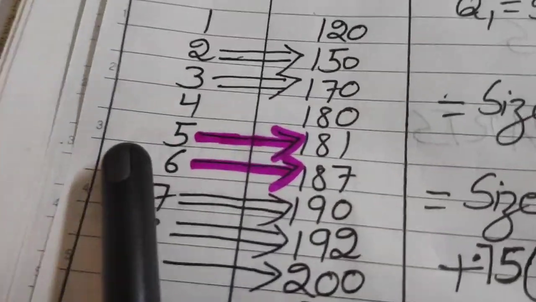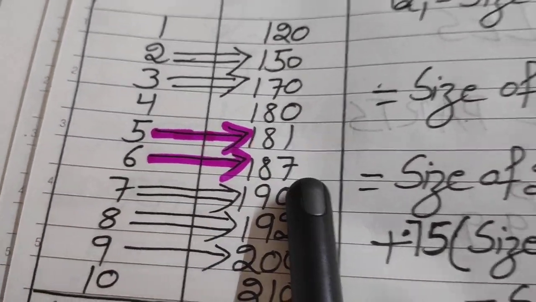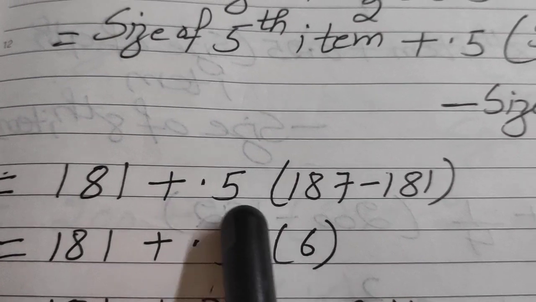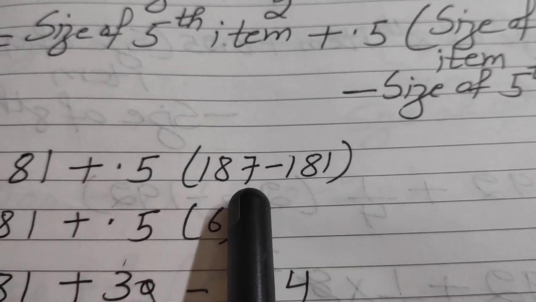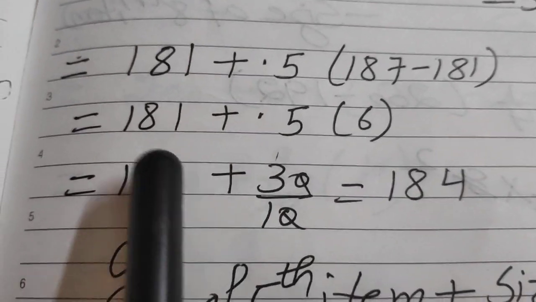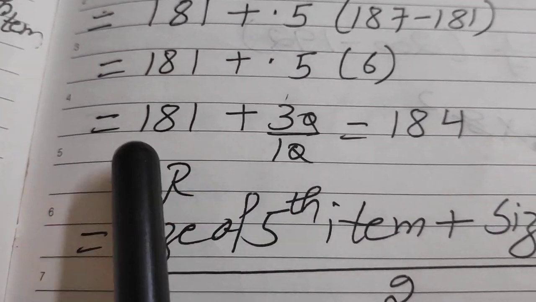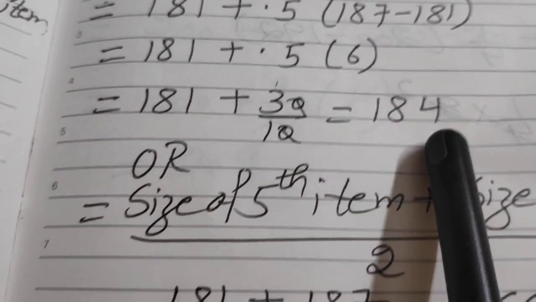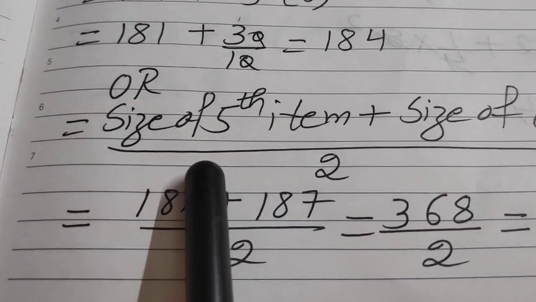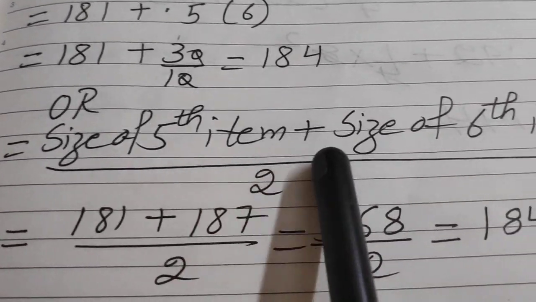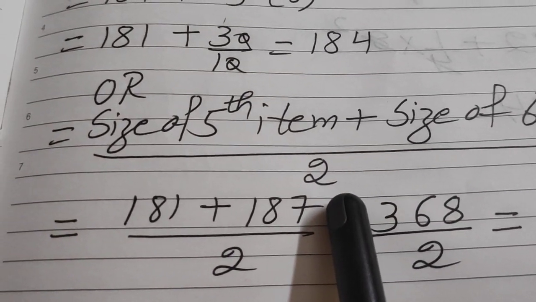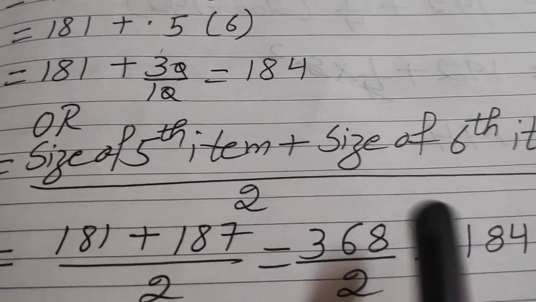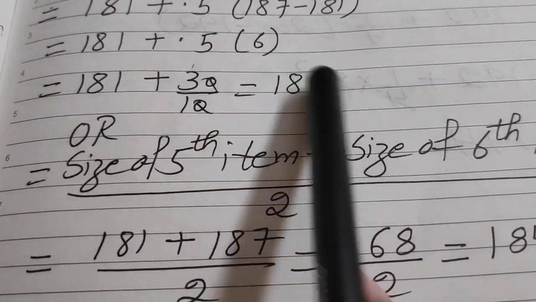Now what is the size of fifth item? Size of fifth is 181 and sixth is 187. Now putting the value here, size of fifth is 181 plus 0.5, sixth का size है 187 minus 181. Now calculating this, we arrive at 181 plus 3, which comes to be 184. Or we can take the average of these items, size of fifth item plus size of sixth item divided by 2. It comes to be (181 plus 187) upon 2, 184. So both ways the answer will be the same.